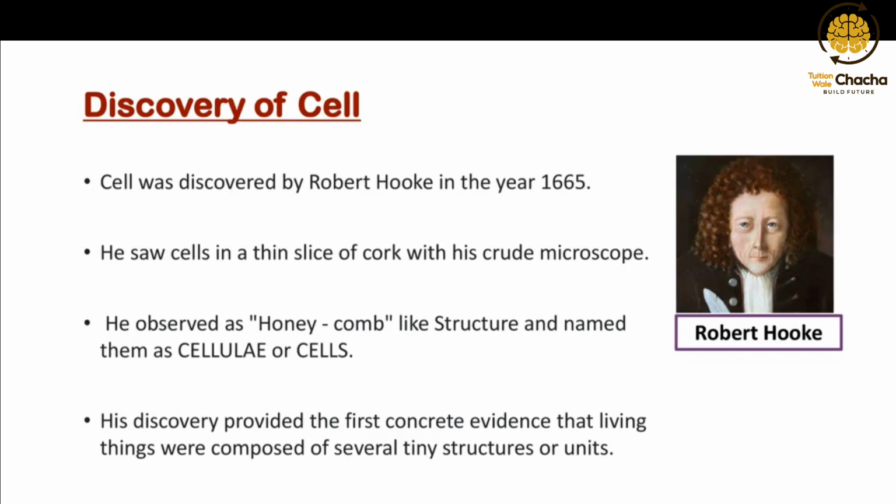Discovery of cell. Cell was discovered by Robert Hooke in the year 1665. He saw cells in a thin slice of cork with his crude microscope. He observed a honeycomb-like structure and named them cells. His discovery provided the first concrete evidence that living things were composed of several tiny structures or units.